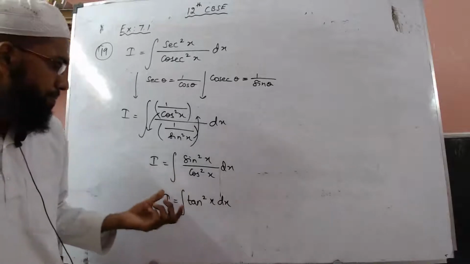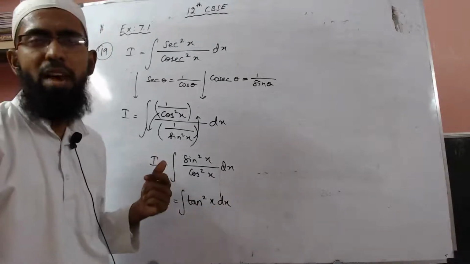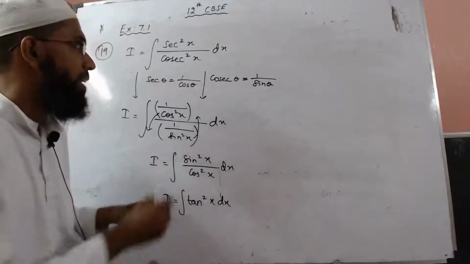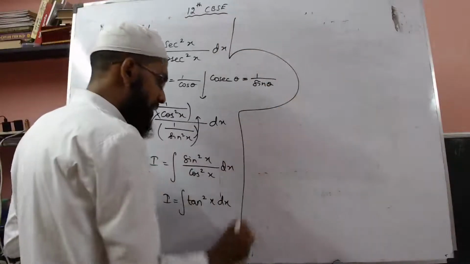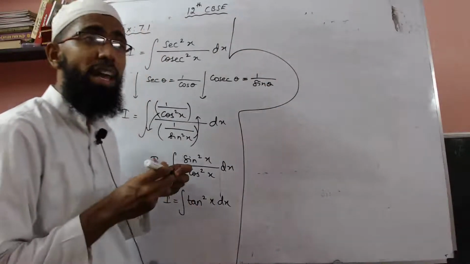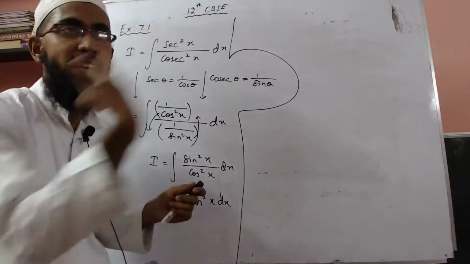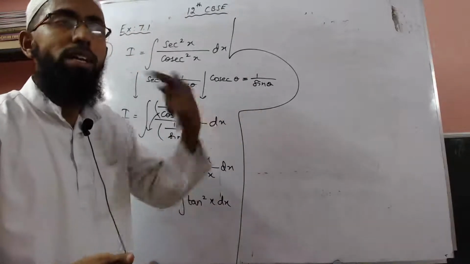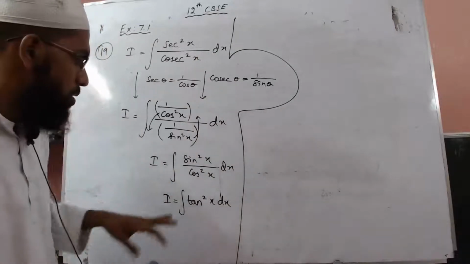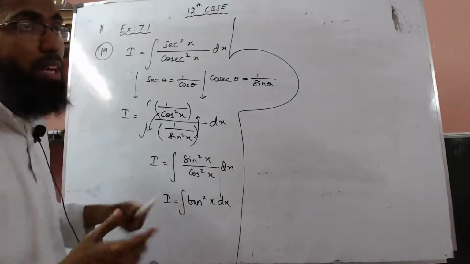But for tan square x we don't have any formula, right? We have one for secant square x. The integral of secant square x is tan x, because if I differentiate tan x, I'll get secant square. So the integral of secant square is tan. But I have tan square. What can we do now?